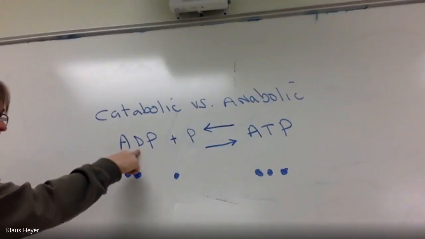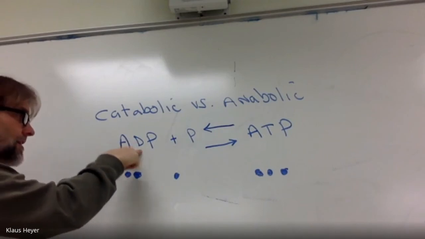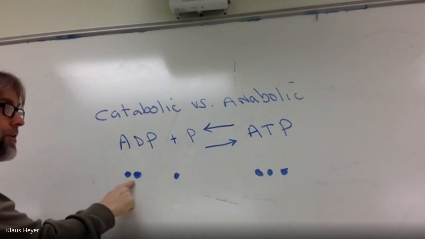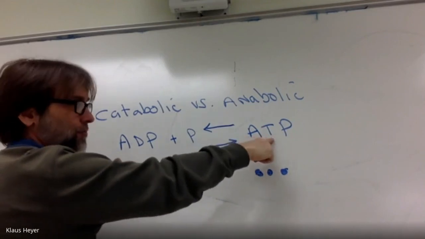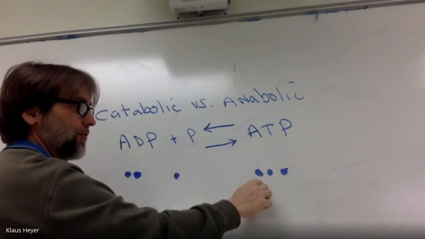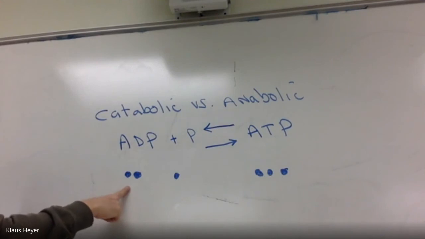And you see this D right here stands for di. Adenosine diphosphate, meaning 2. This stands for adenosine tri. That middle letter is important. Triphosphate, meaning 3. Then I break this up into di, ADP.